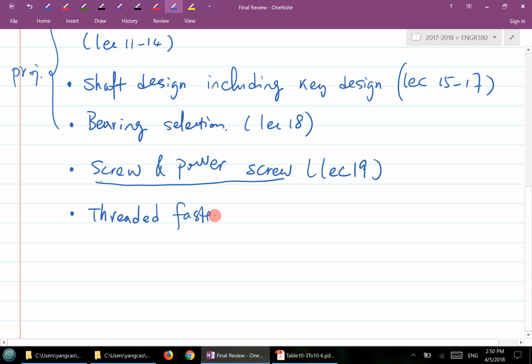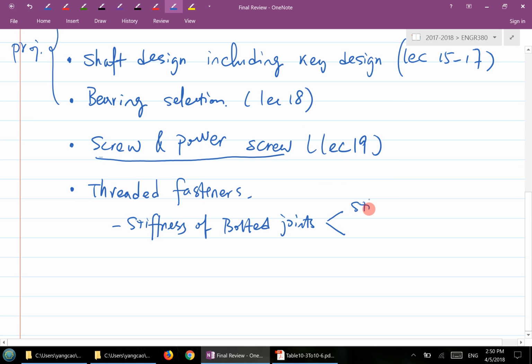And then we look at the threaded fasteners. For threaded fasteners, we're talking about bolts and screws. In this case, we're looking at the stiffness of a bolted joint. So if you have a tension joint, what's the stiffness of the bolted joint, including the stiffness of the bolt and the stiffness of the member, right? I'll list these things next. And then after this, we'll look at the safety of tension joints.